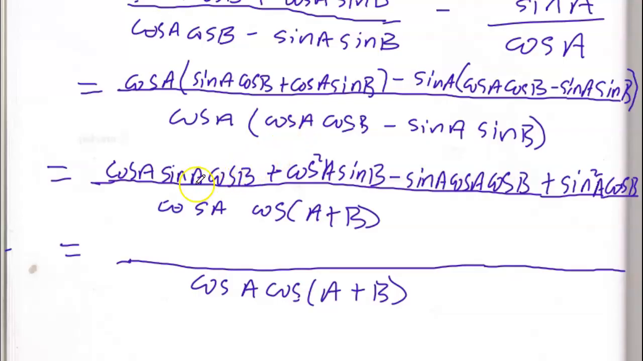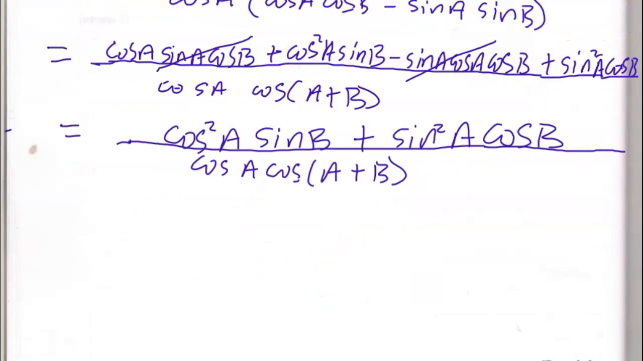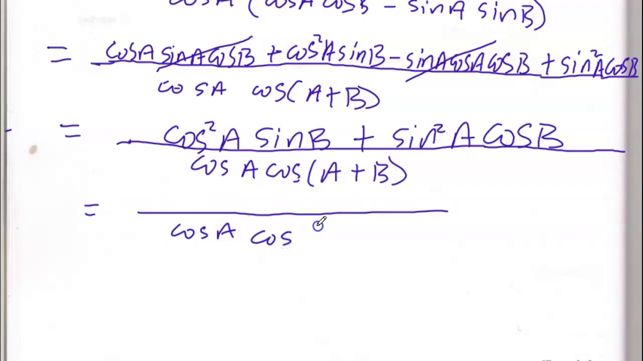Notice in the numerator now, some terms will cancel. The cos A sin A cos B, we have a similar term there that is negative. The order is different, but it's the same term, since multiplication is commutative. So one positive, one negative, those are deleted. So we're left with cos square A sin B plus sin square A sin B. So we put back the denominator, because the denominator is in the form that I want it to be.